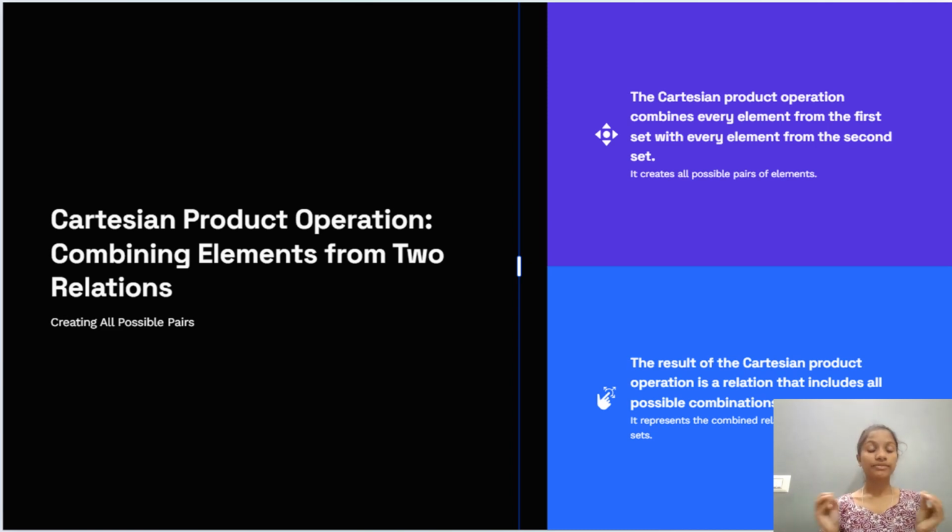To obtain such output or such a result, we'll use the Cartesian product operation. So the Cartesian product operation combines every element from the first set with every element from the second set. It creates all possible pairs of elements. The result of the Cartesian product operation is a relation that includes all possible combinations.